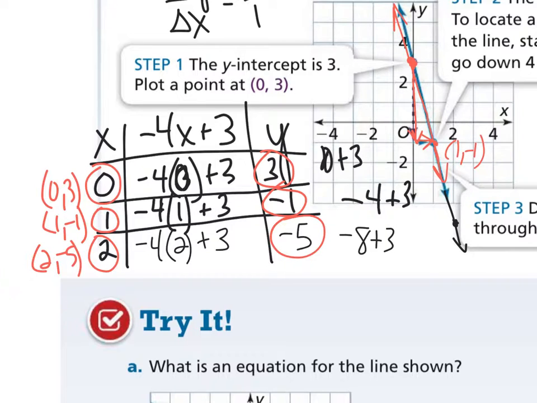And again, after you graph the points, go a little bit past those end points and put arrows on both ends, unless it's like a real life situation where it doesn't make sense for negative numbers or something like that.